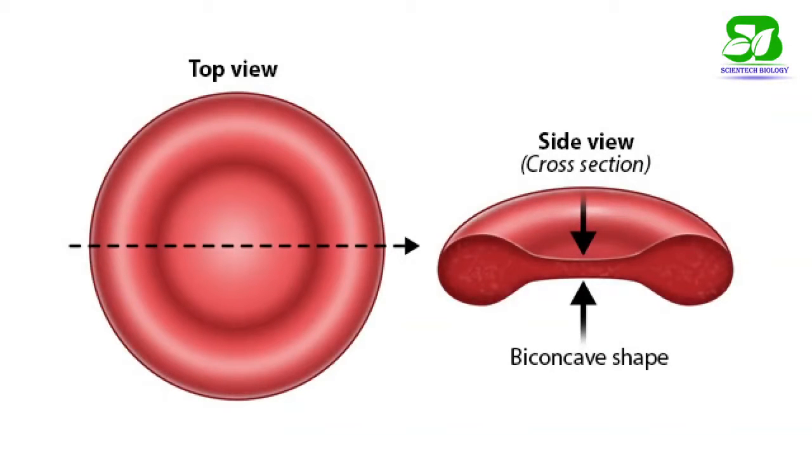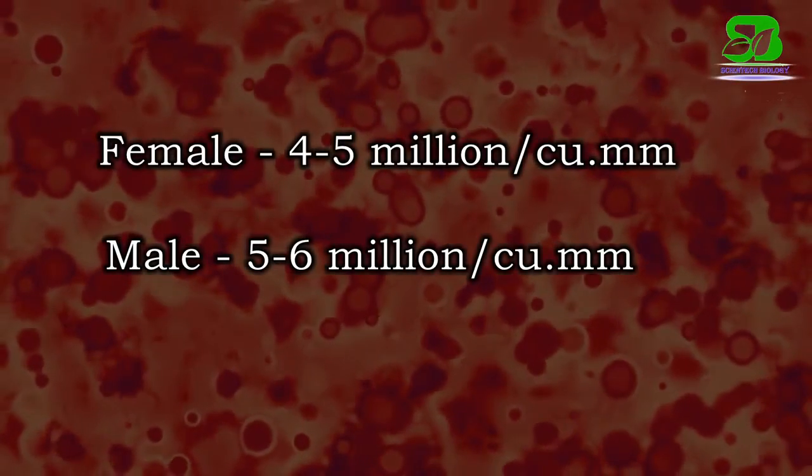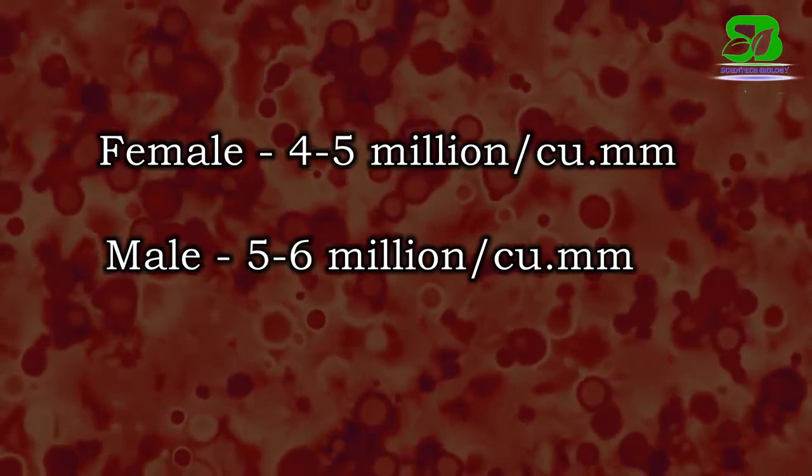In humans, mature red blood cells are flexible, oval biconcave discs. They lack a cell nucleus and most organelles. Women have about 4 to 5 million red blood cells per cubic millimeter of blood, and men about 5 to 6 million.